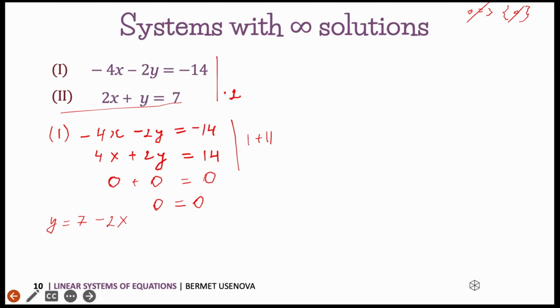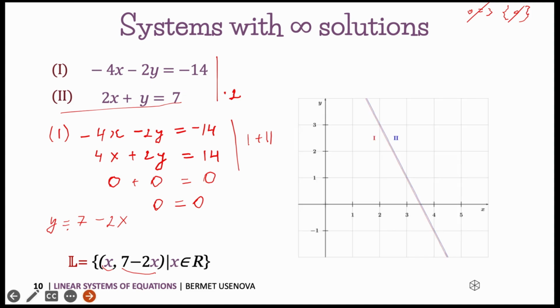It means that the solution set will be the following. The solution set will include x, and instead of y we just write this expression, for all real numbers. It means that all real numbers that satisfy this pair will be our solution set. So if we look graphically, both of these equations are identical.